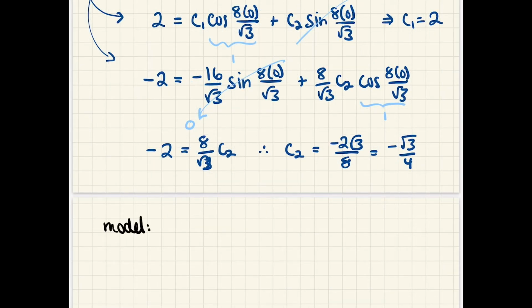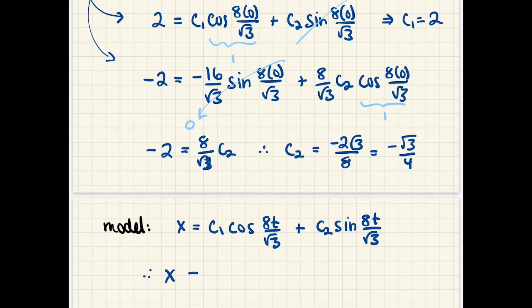Okay, so we're finally going to get our function. Here I've pasted in where we've left off. And we can now say x, which is of course a function of t, is equal to c1 times 2 cosine of 8t over rad 3, plus c2 times minus rad 3 over 4 sine of 8t over rad 3. And that is tracking our oscillating mass.